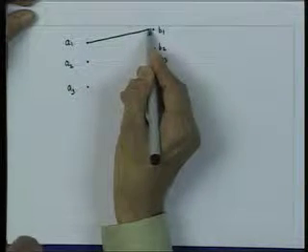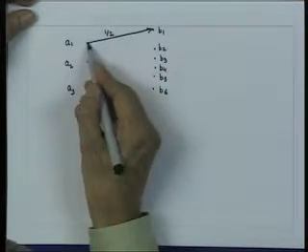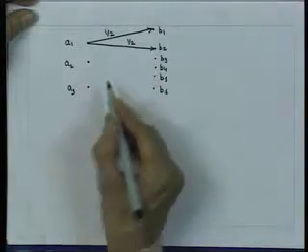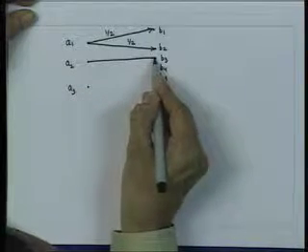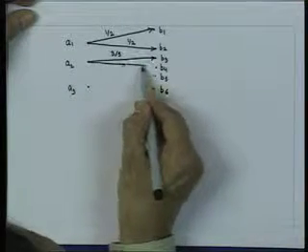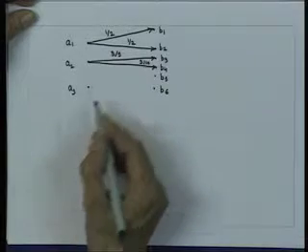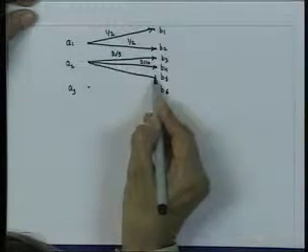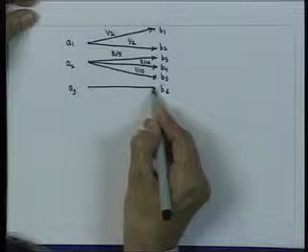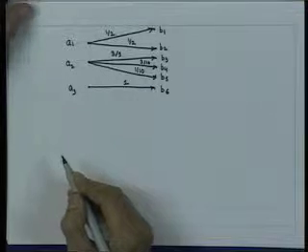So, probability of B1 given A1 is half, probability of B2 given A1 is also half, probability of B3 given A2 is 3 by 5, probability of B4 given A2 is 3 by 10, probability of B5 given A2 is 1 by 10, and finally, the probability of B6 given A3 is equal to 1.